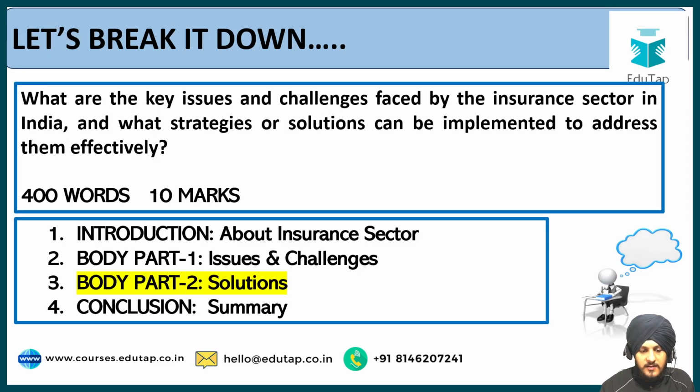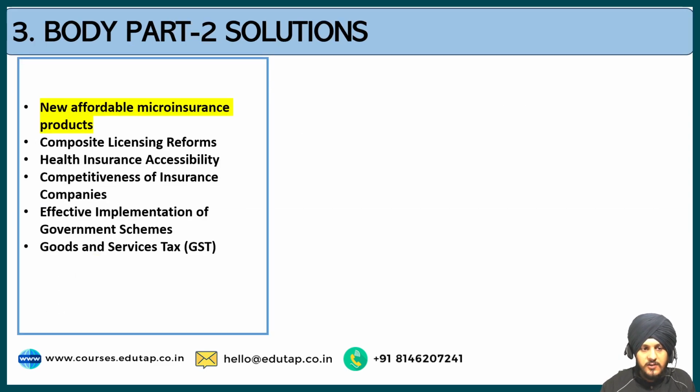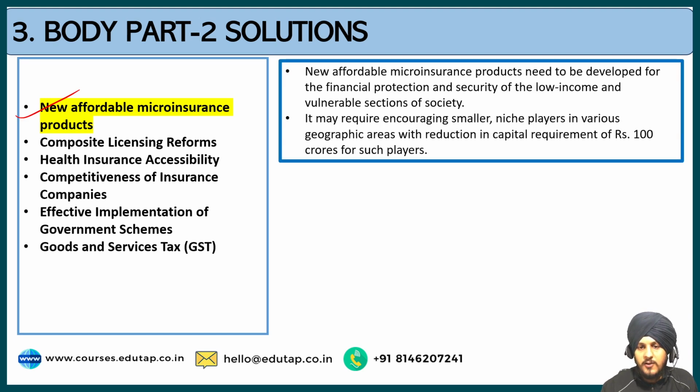Now let us see the second part of the body, which is the solutions with respect to the above problems. The first solution is regarding new affordable micro insurance products. As we have already seen the different challenges regarding micro insurance distribution, which is with respect to the low income groups, what can the government do? The government can develop new affordable micro insurance products for the financial protection and security of the low income group and vulnerable sections of society.